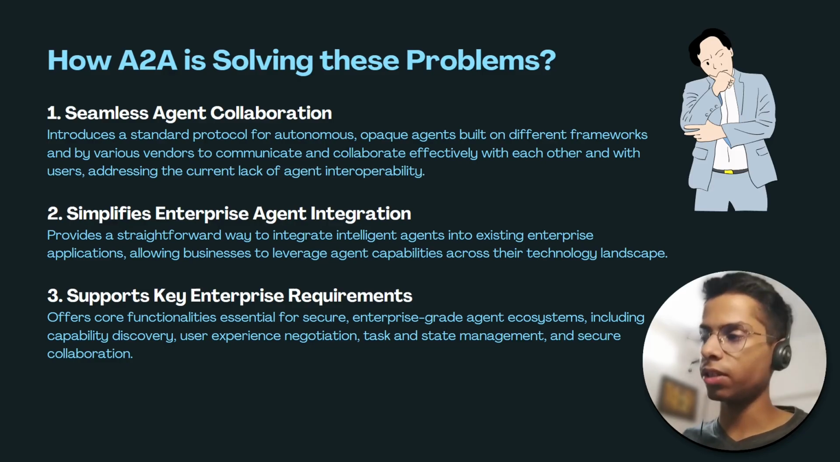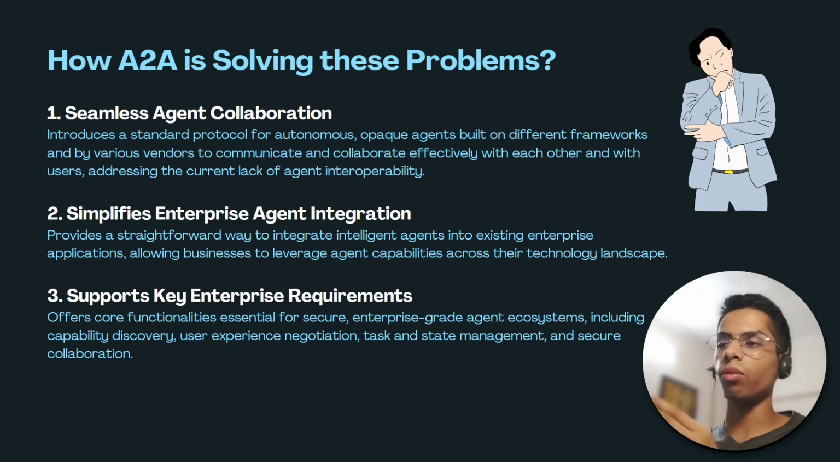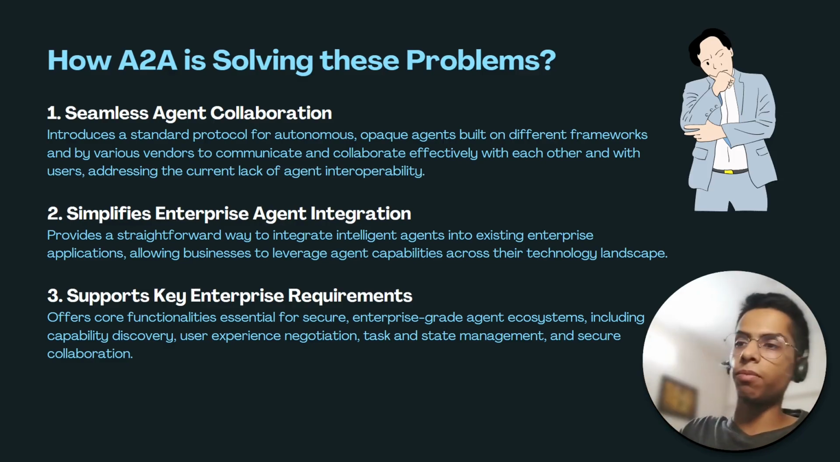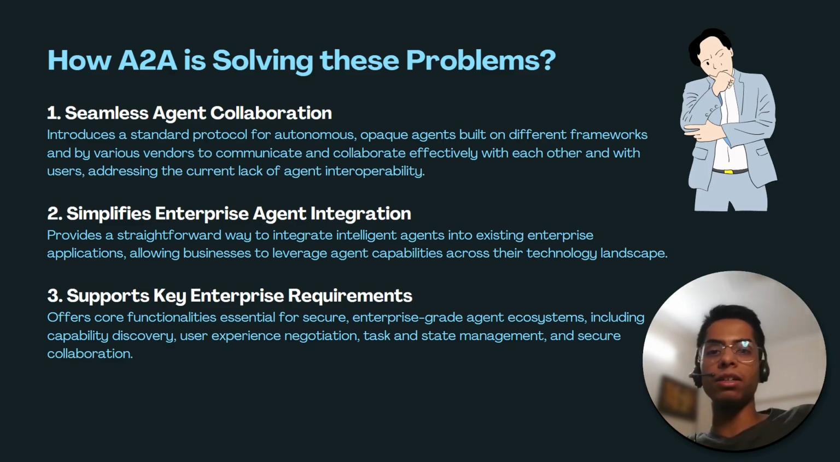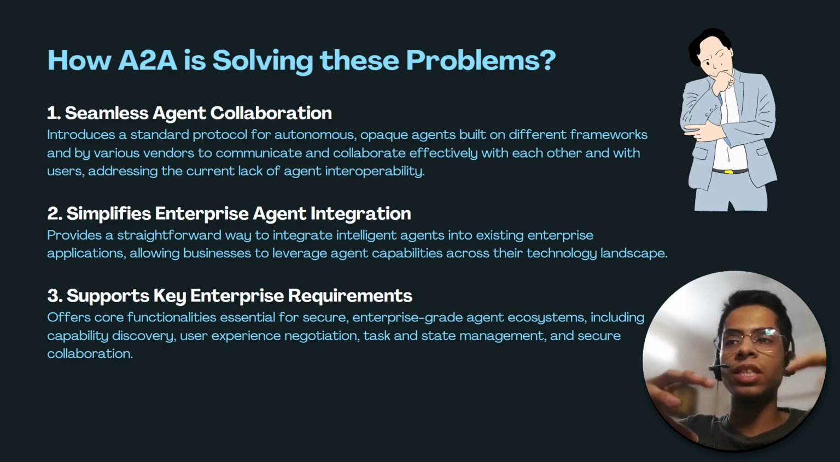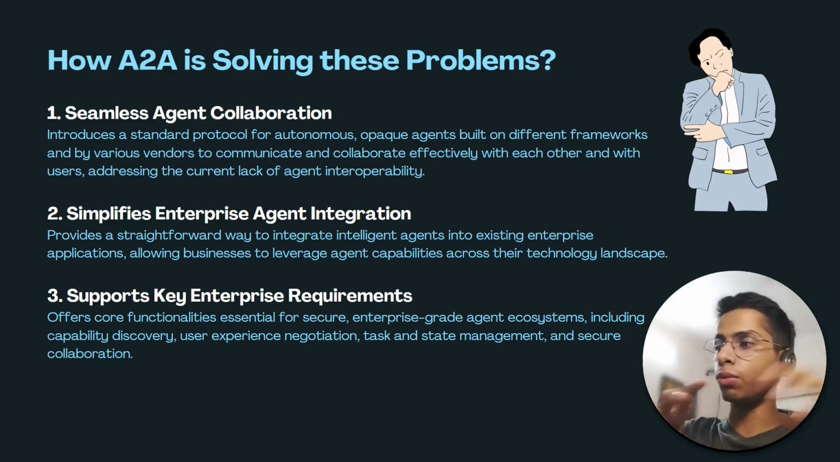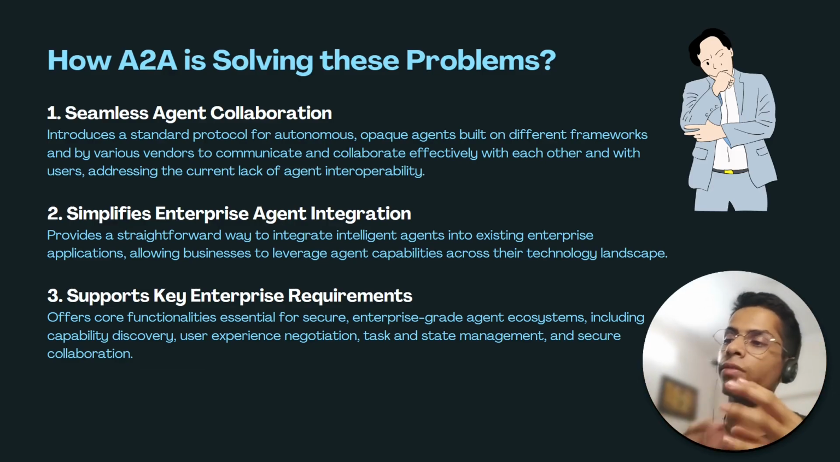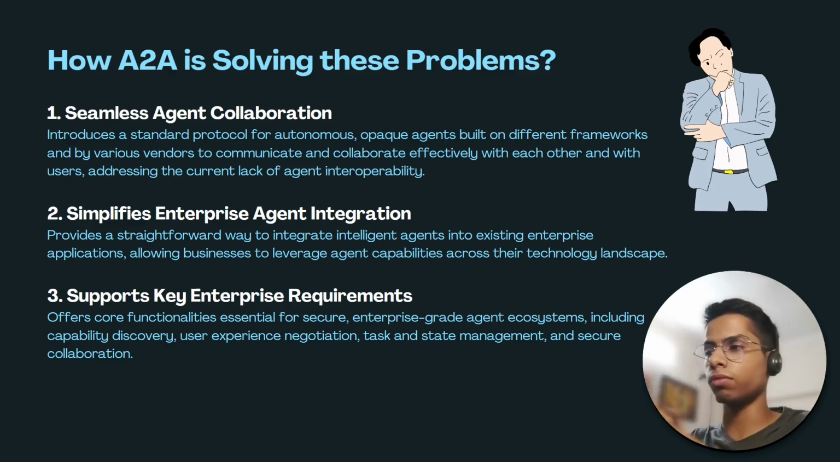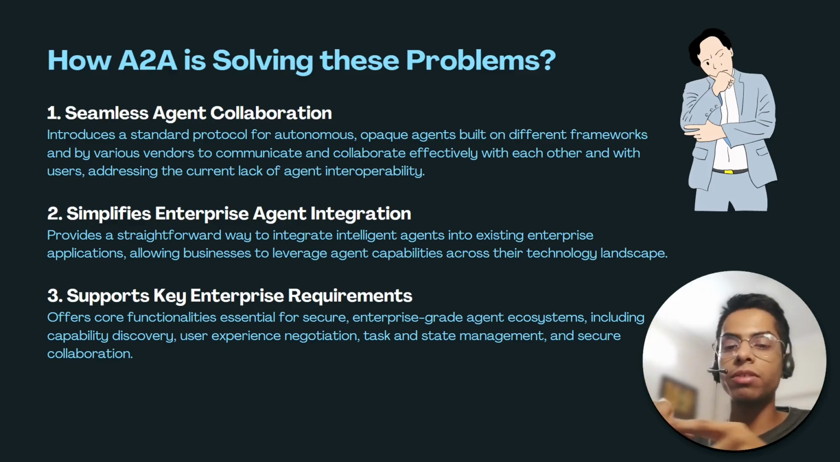So the first point, seamless agent collaboration, introduces a standard protocol for autonomous agents built on different frameworks and by various vendors to communicate and collaborate effectively with each other, and with users as well, addressing the current lack of agent interoperability. I hope you know what it's solving and how it's solving it. They have created a single standard protocol. It's like a single language for the people of all countries to talk to each other, to communicate.